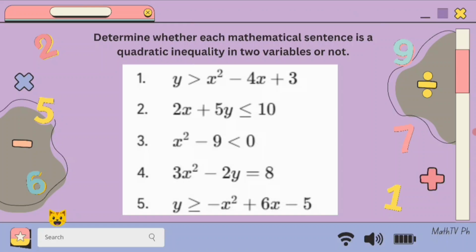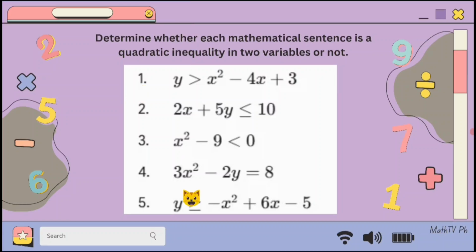By the way, when we say quadratic inequality in two variables, dapat meron tayong dalawang variables. Ang laging magkasama ay yung x and y or a and b. Pero kapag puro x yung nakalagay, ang tawag doon ay one variable lang. Yung iba, puro y, so hindi pwedeng ganun. Dapat merong dalawang variable. So determine whether each mathematical sentence is a quadratic inequality in two variables or not.